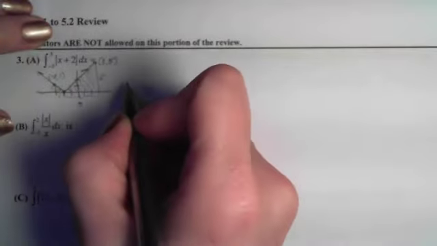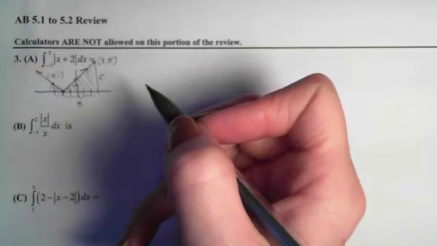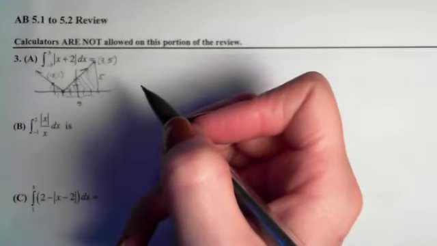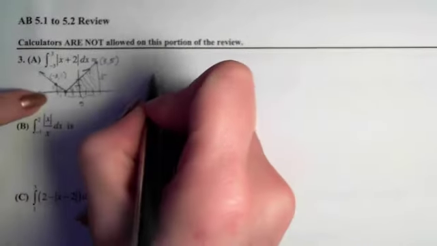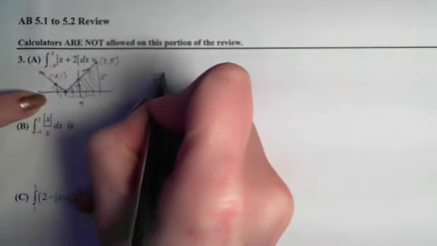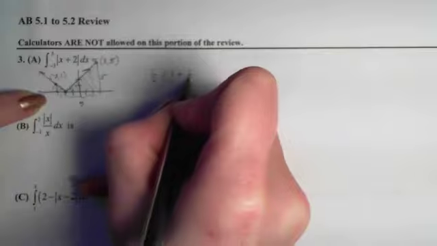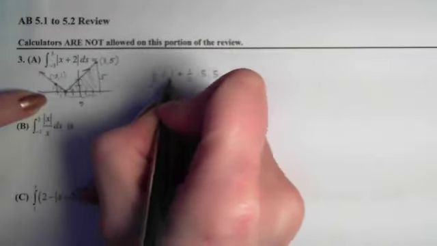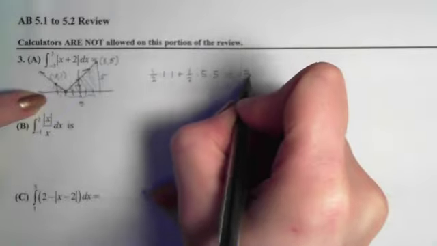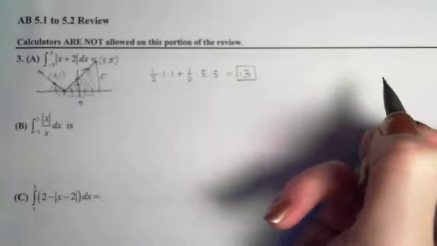So if I put those together, notice that the areas of both are above the x-axis, so the accumulation will be those areas added together. So I'll have 1/2 of 1 times 1 plus 1/2 of 5 times 5. That gives me 25 halves plus 1/2 is 26 halves, or 13.